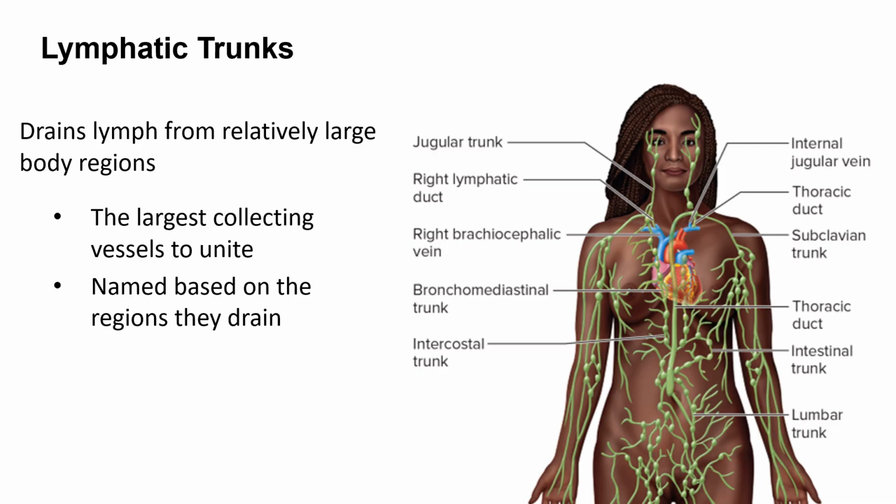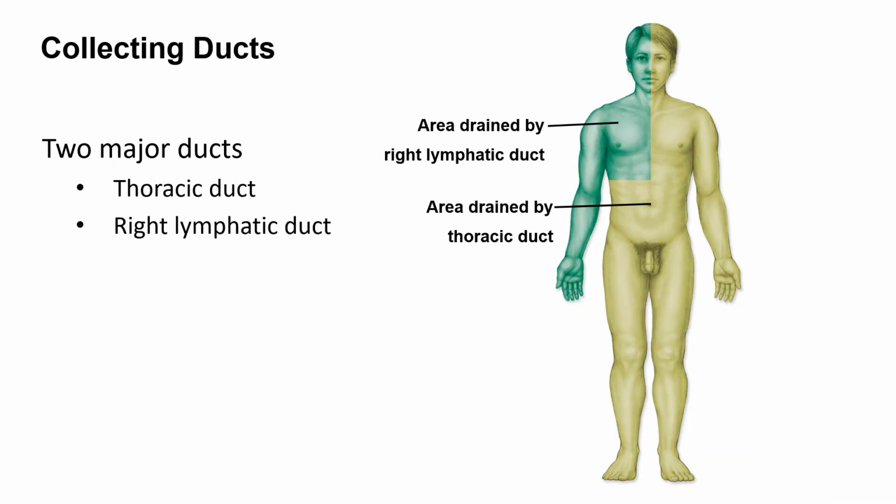And so they are going to receive lymph from the lymphatic vessels, and then they are going to transfer that lymph to a larger structure, which we're going to talk about on the next slide, our collecting ducts. Okay. So the lymphatic trunks are going to join into even bigger tubes called collecting ducts. And we only have two collecting ducts, okay?